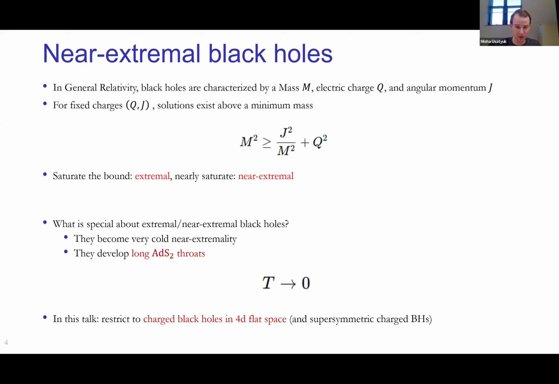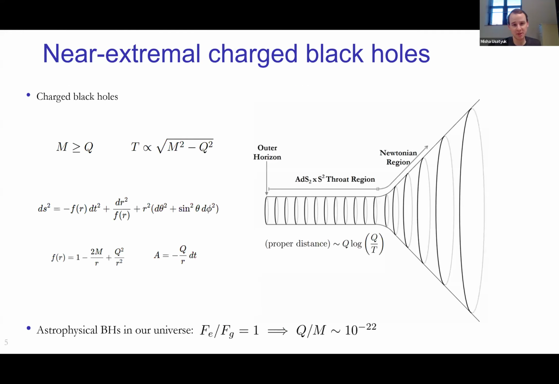At one point in the talk, supersymmetric black holes are also going to appear. And you're not going to need to know anything about supersymmetry or supergravity in this talk. The classical solutions in terms of the metric and gauge field are the same as the non-supersymmetric black hole. And details of supersymmetry won't be important. Good. So let's talk about near-extremal charged black holes.